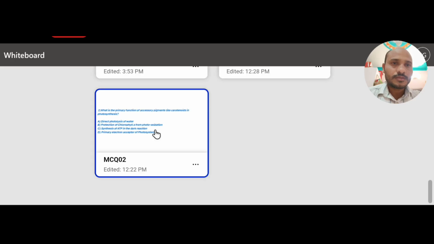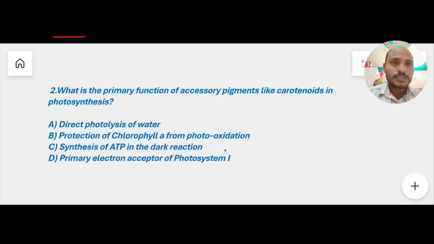One more MCQ. What is the primary function of accessory pigments like carotenoids in photosynthesis? Already we discussed that except chlorophyll a, the rest of the pigments all act as accessory pigments. So what is the role of accessory pigments?